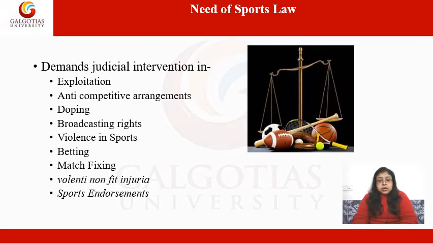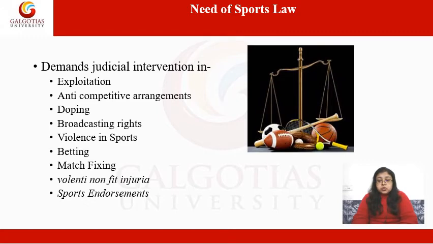Then broadcasting rights, because we know that broadcasting plays a pivotal role in telecasting the different kinds of matches which are happening in one part of the world, so that the entire world can watch them. So the different aspects of broadcasting rights are also covered in the domain of sports law.